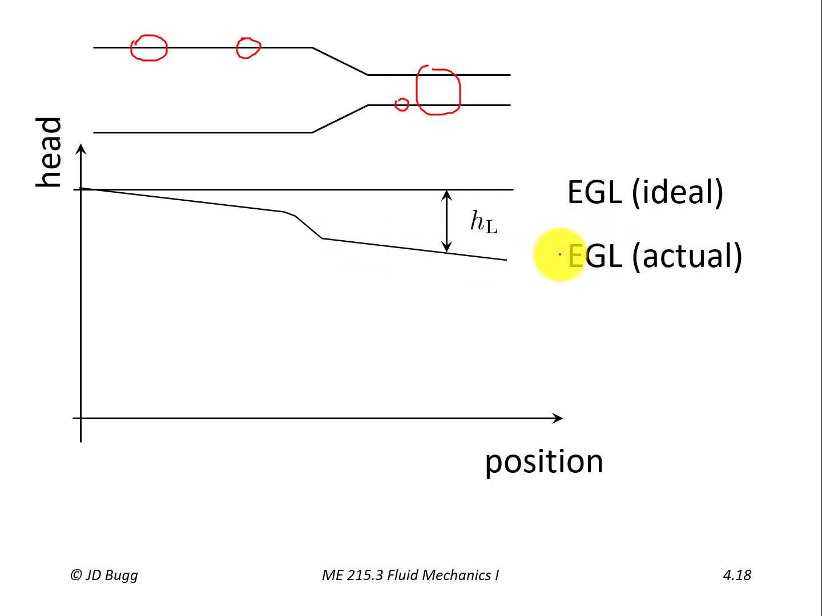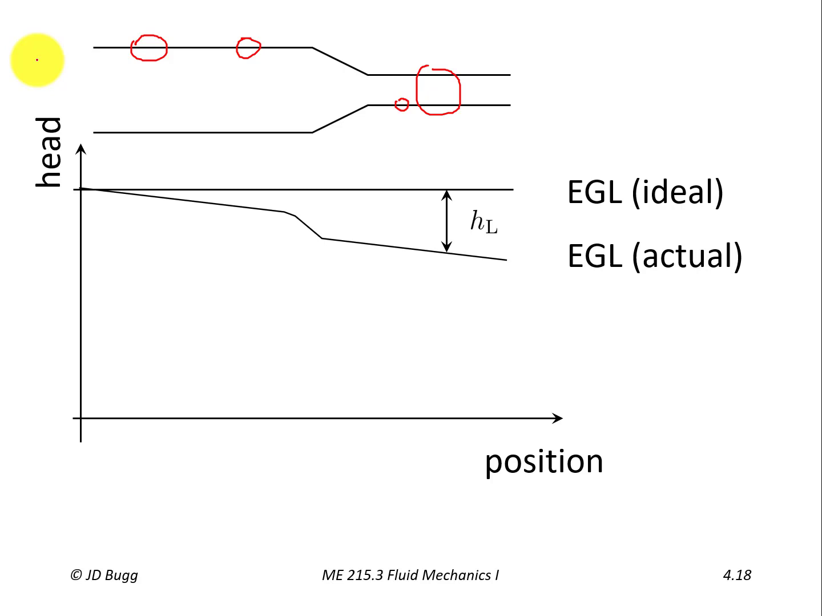Now notice one feature of the energy grade line: it's always going down. You will never see an energy grade line increasing. If you see the energy grade line increasing, something's wrong because that means there's energy being added into the fluid somehow. And for simple systems like we're looking at so far, that's not possible. There's no pumps in these systems yet, so the energy grade line cannot go up. There's no energy input.